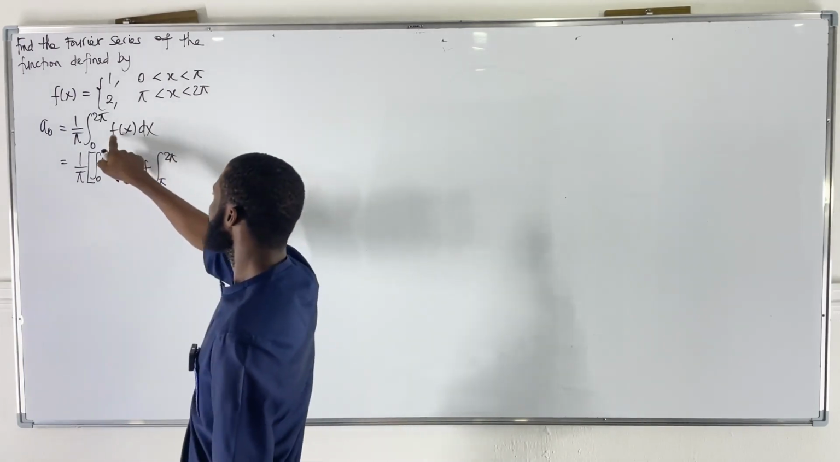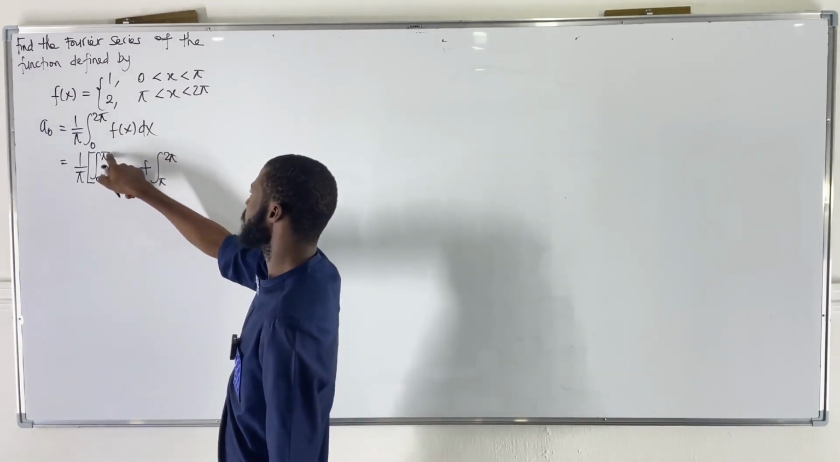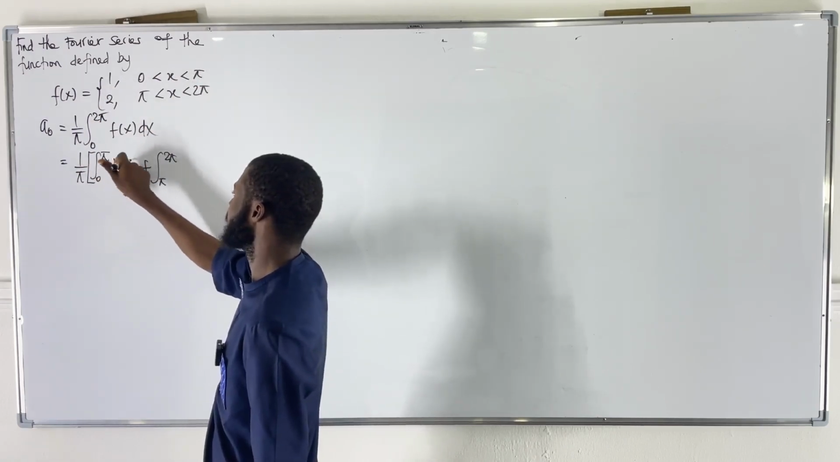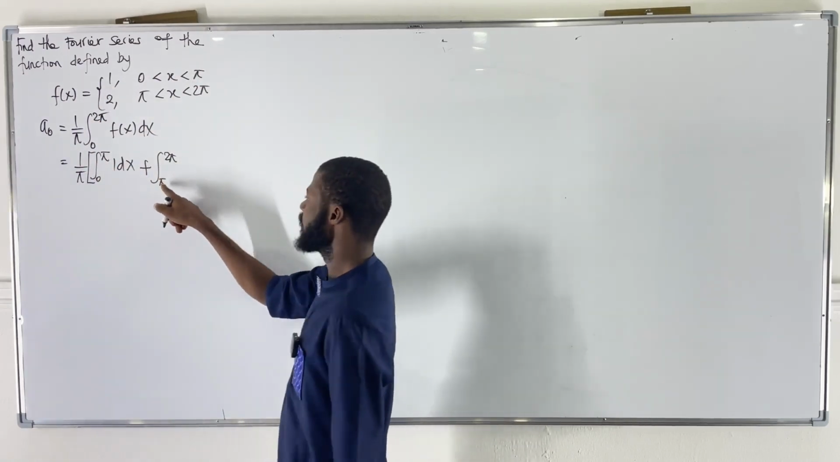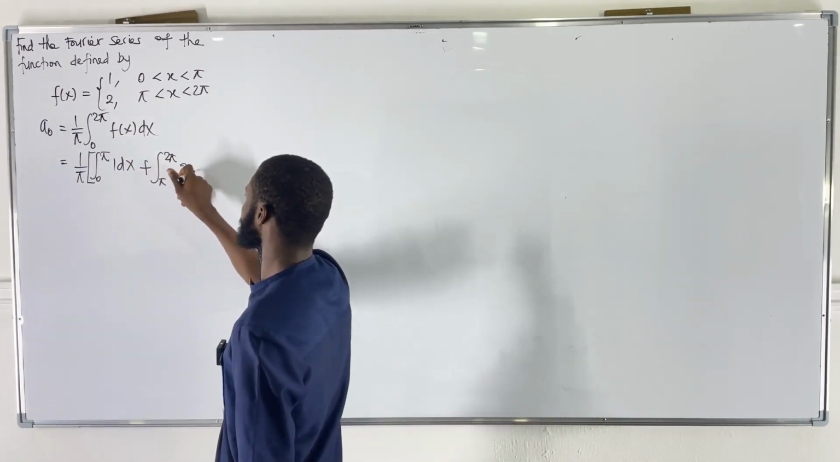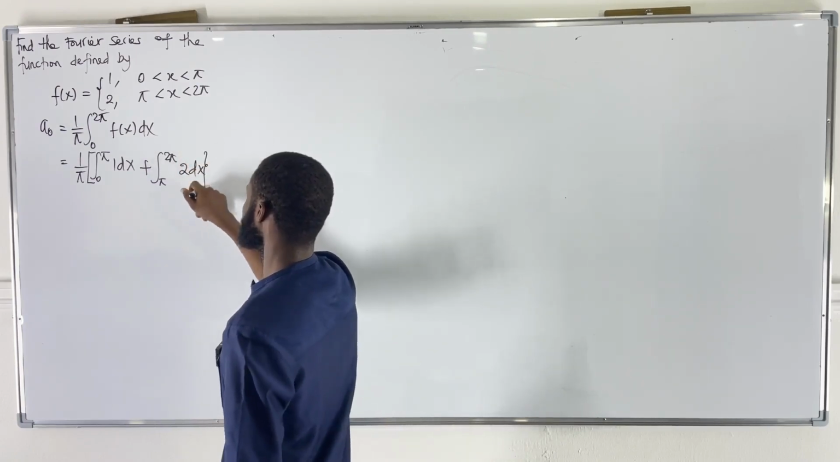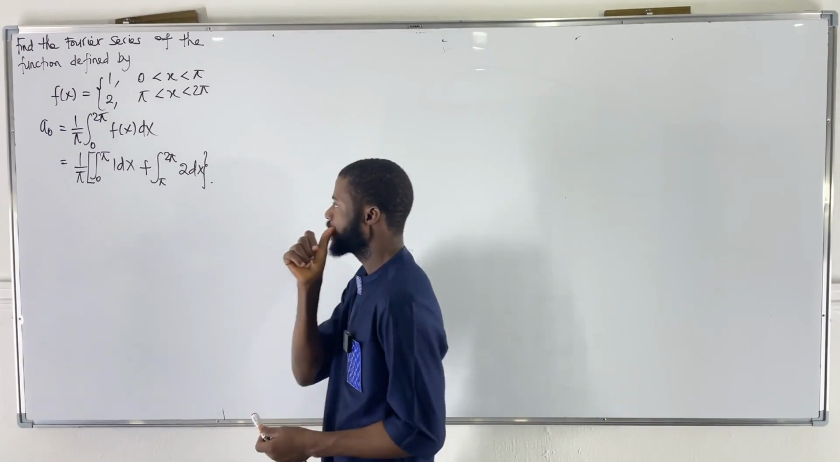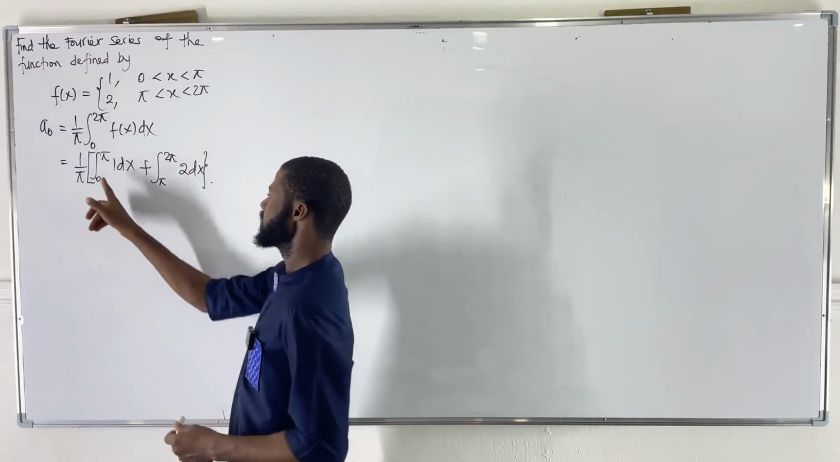All right. Now the f of x value from 0 to pi was 1. So this will be 1 dx. Then next, f of x value from pi to 2 pi is 2 dx. All right. Now the next thing I'm going to do is let's integrate 1.